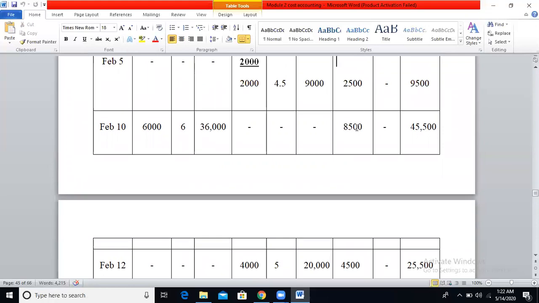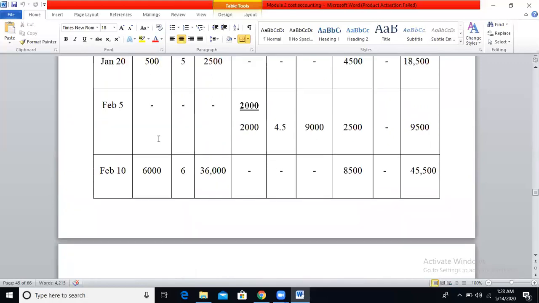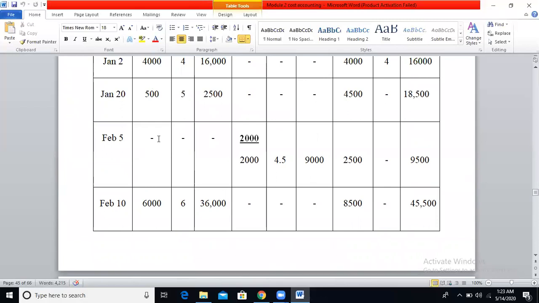How you will get 8,500? You have to go through the reverse chronological order or the latest purchase price. First you have to consider the 6,000, then plus 500, 6,500, plus the remaining 2,000 we will consider from the first purchase. It means 8,500 includes 6,500 and 2,000 units out of 4,000. It means it includes all the three. So you have to take now the average of all the three prices, that is 4 plus 5 plus 6 divided by 3.